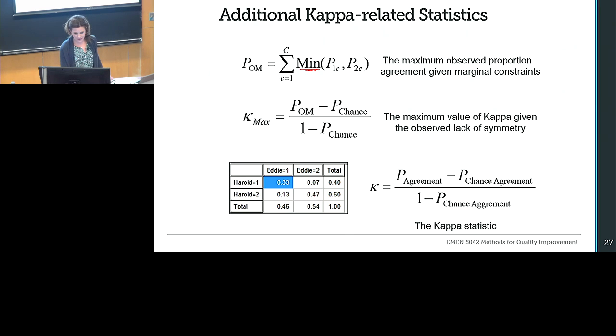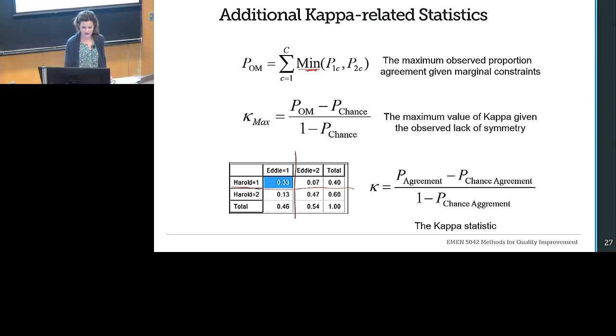So let's take a look at Harold and Eddie. If I look at the category within row 1 here, Eddie said 46% of these are good, right? But Harold said 40% of these are good. So really, if they were going to agree on stuff, the max they could agree on is 40 of them. So you're kind of limited by whatever the lowest one is.